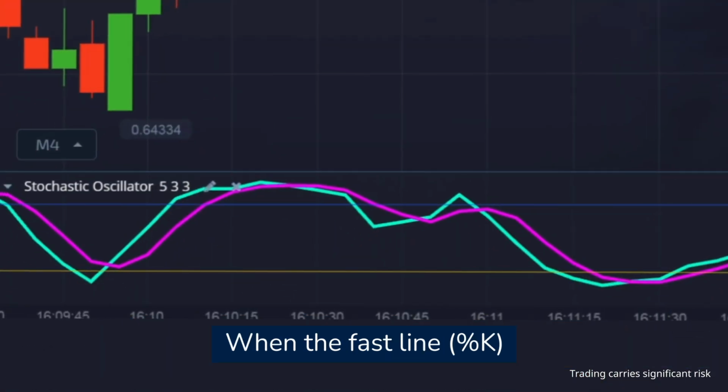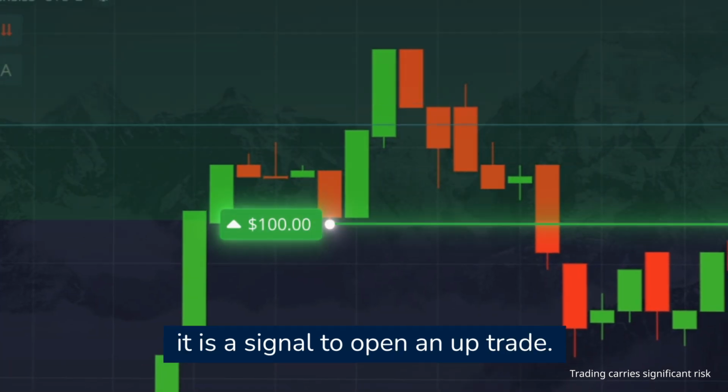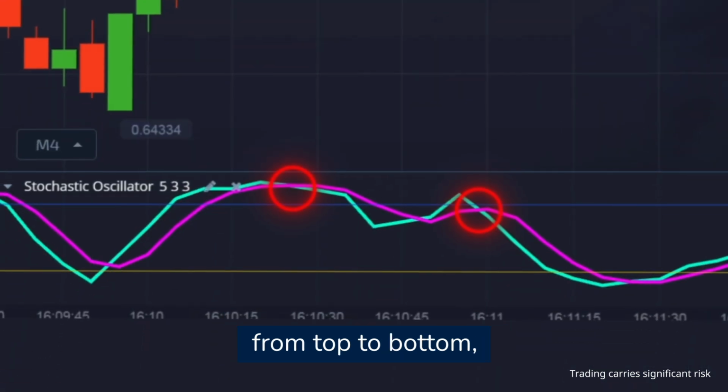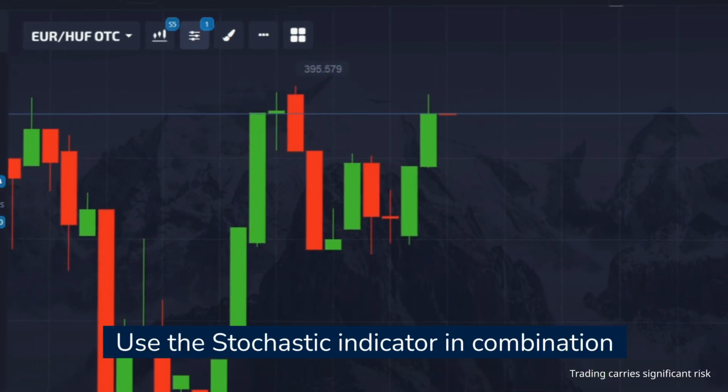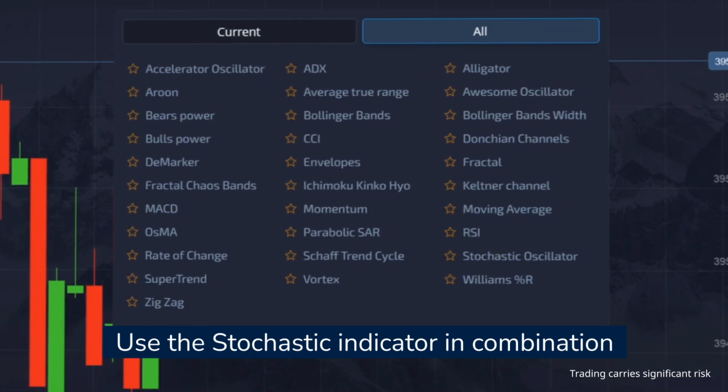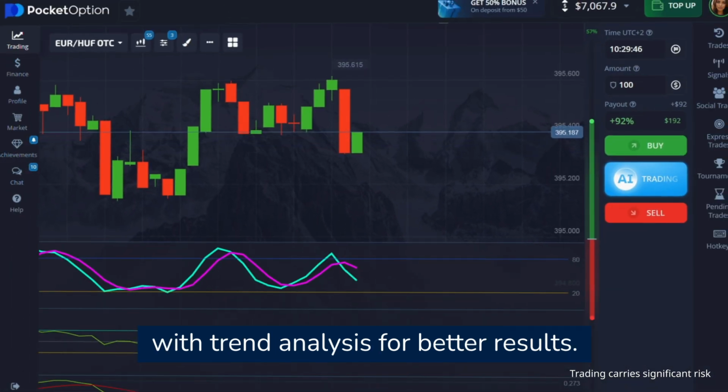When the fast line %K crosses the slow line %D from bottom to top, it is a signal to open an up trade. If the crossover occurs from top to bottom, open a down trade. Use the stochastic indicator in combination with trend analysis for better results.